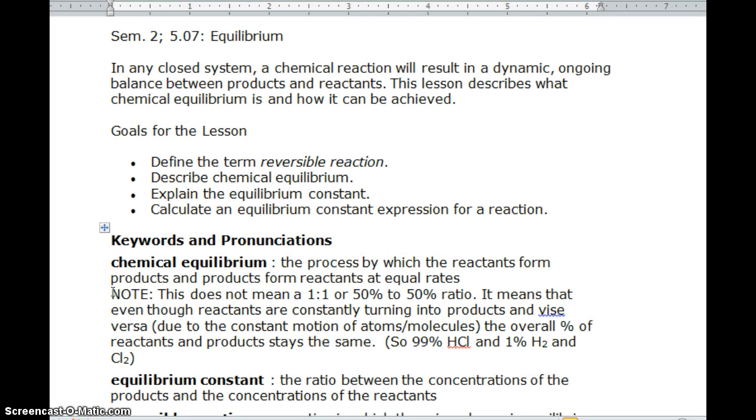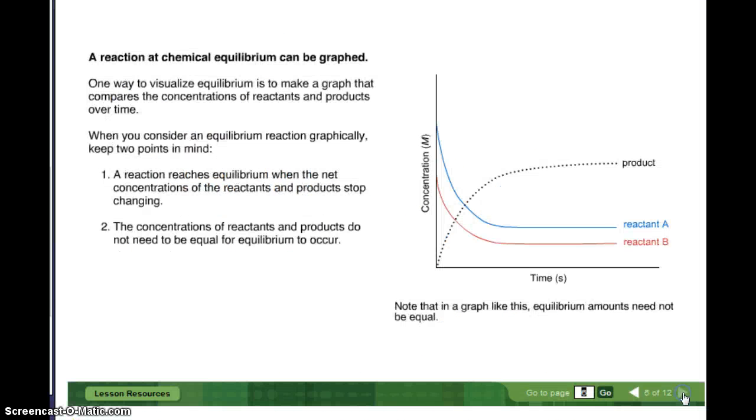So I just added a note to chemical equilibrium. This does not mean a 1-to-1 or 50% to 50% ratio. It means that even though reactants are constantly turning into products, and vice versa, products are turning into reactants due to the constant motion of atoms and molecules, the overall percentage of reactants and products stays the same. So 99% HCl, 1% of the H2 and Cl2.